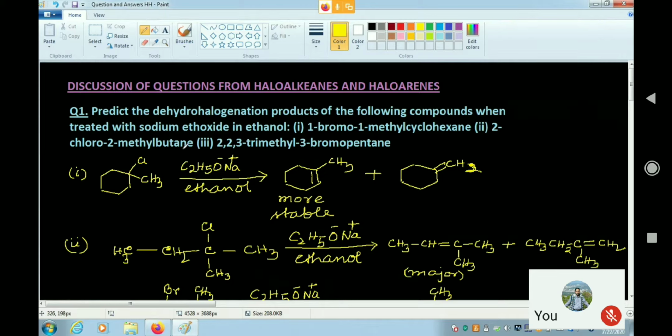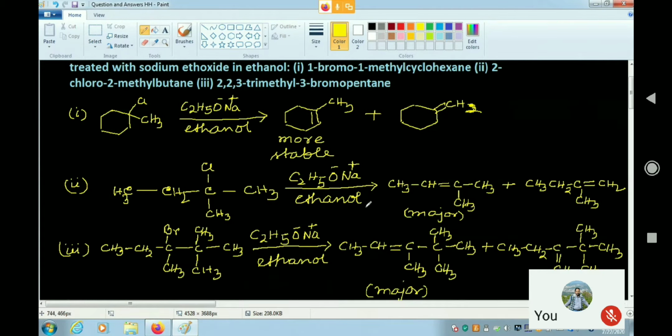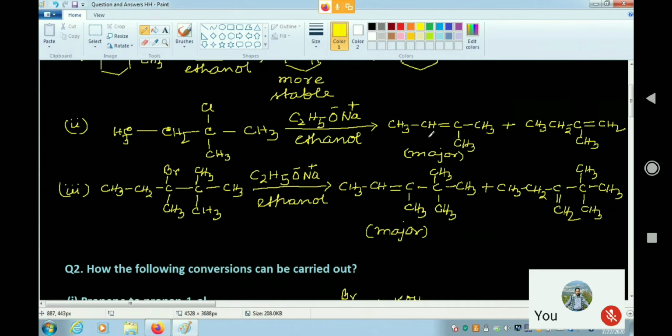2-chloro-2-methylbutane, in this dehydrohalogenation reaction can give these two products. Among these, we can find that the first one is the major one, because it is the Zaitsev product and it is more stable. Again, you find that there is 3 and this 3, a total of 9 hyperconjugable hydrogen atoms, whereas in this case there are only 5 hyperconjugable hydrogen atoms, these 3 and these 2. That's why it is less stable. So this is the major product.